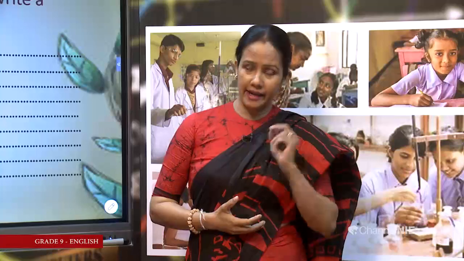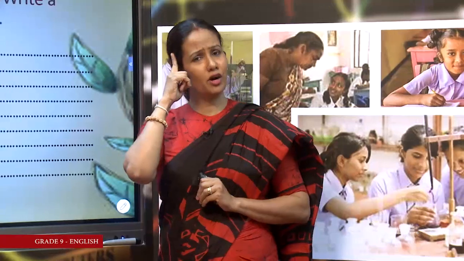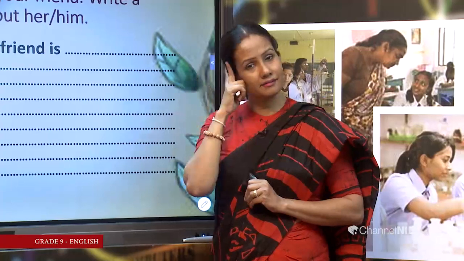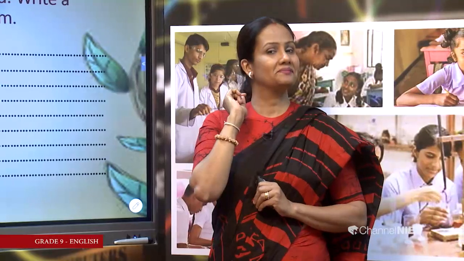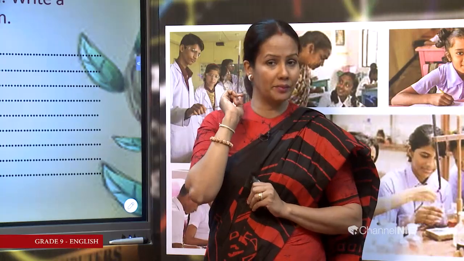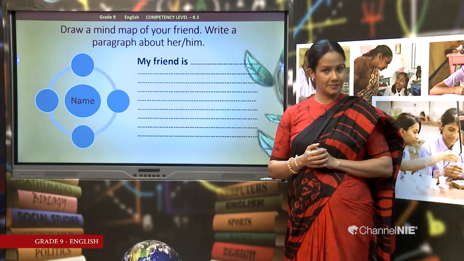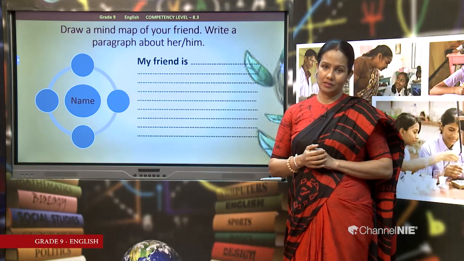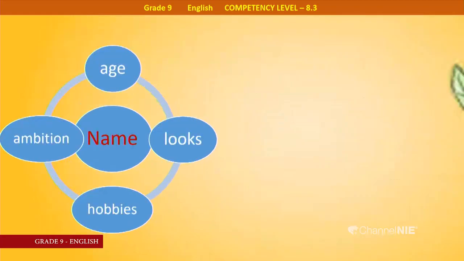Can you write? I can give you some time to do that. Are you ready? Are you going to think what you are going to write on this mind map? Please think. Okay, you are going to write about your friend. Yes, think children. Don't worry, I am going to help you. You can start like this. My friend is. Okay. Yes, I know you can do this.